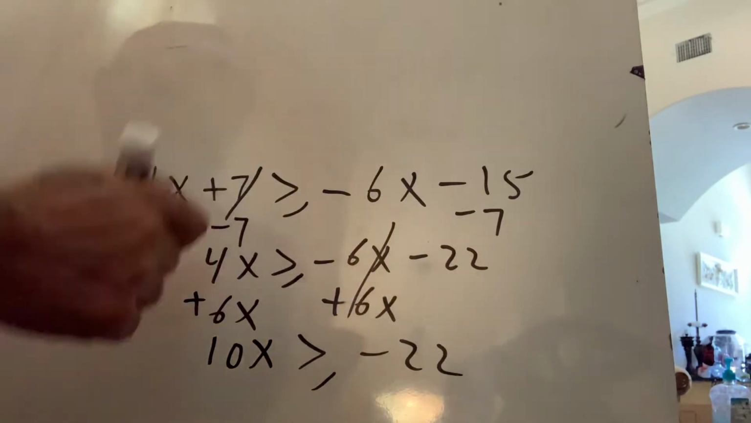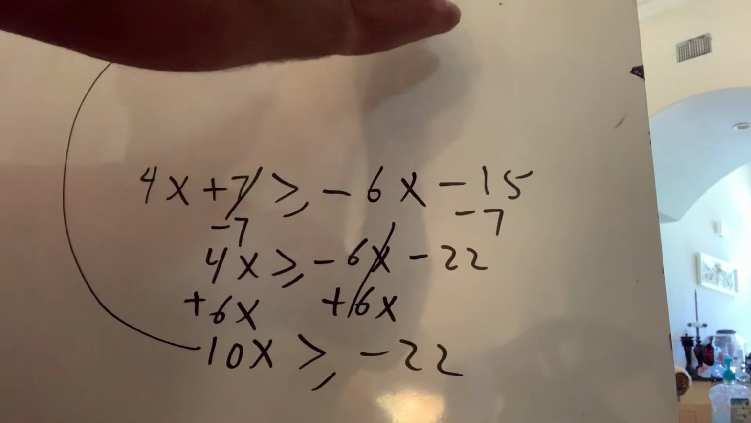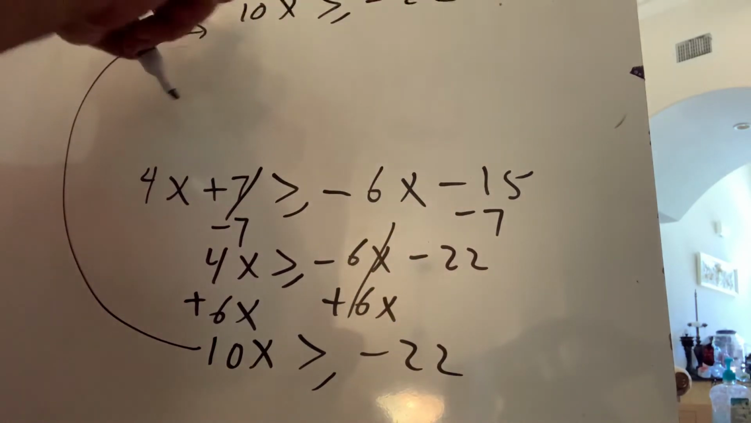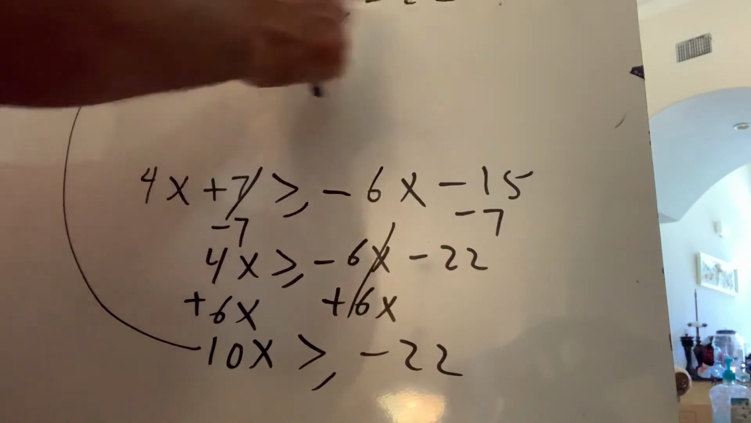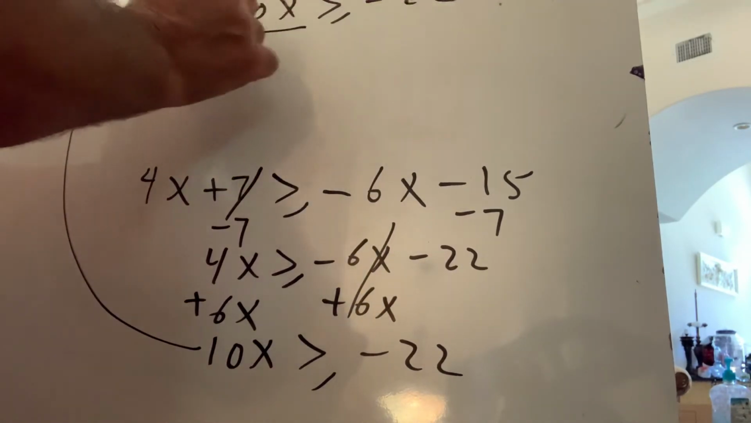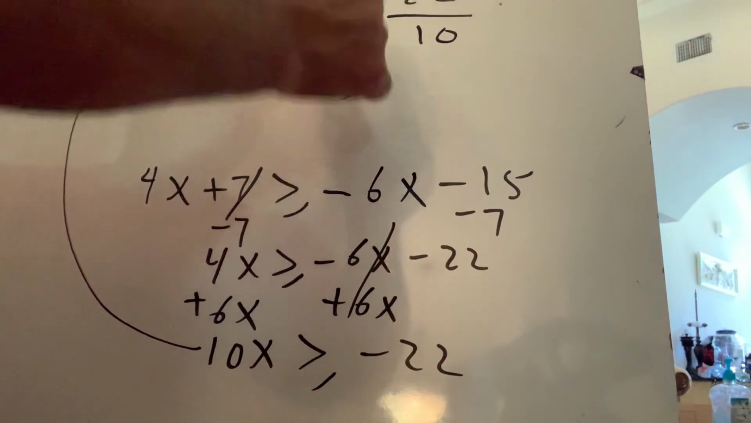Now from here, the last step is to remove the 10 in front of the x. So we divide by 10, but because 10 is positive, you don't need to flip. You only flip your inequality if you divide or multiply both sides by a negative number, okay? But since 10 is positive, nothing changes. And of course, that reduces.